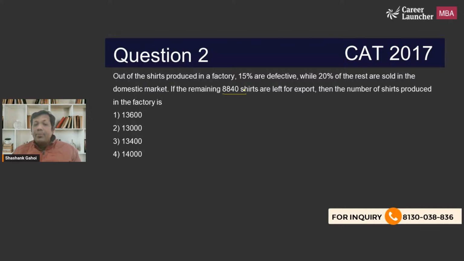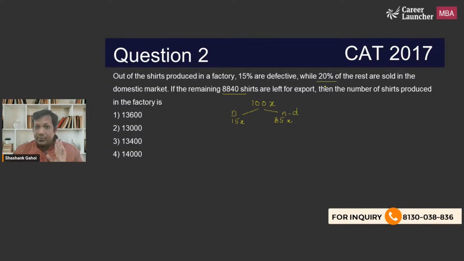Can you assume a variable? Instead of assuming x, what you should do is assume the total number of shirts is 100x, so that you can get the benefit of the assumption of 100, as well as the value in terms of a variable, right? So out of 100x, how many are defective? 15x, right? So these are defective. So how many are non-defective? That is 85x. So we are going to do this step by step.